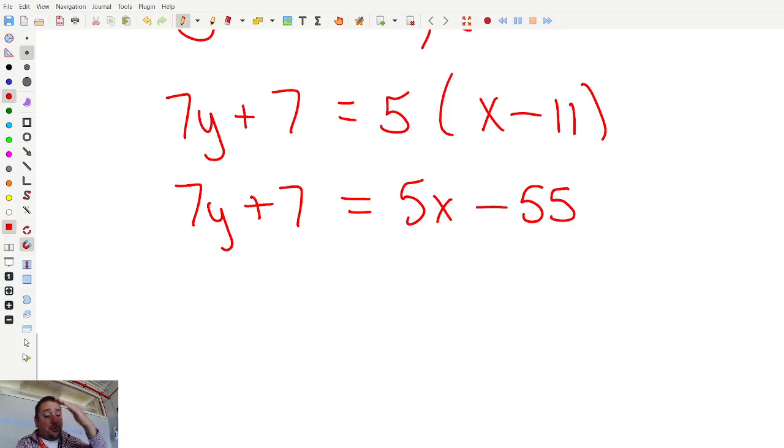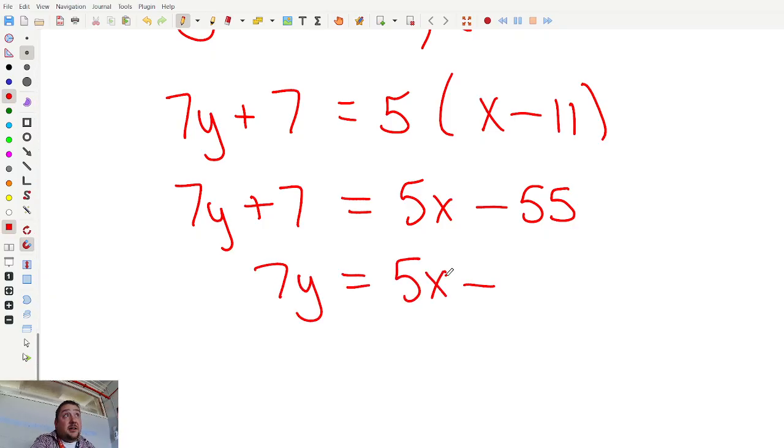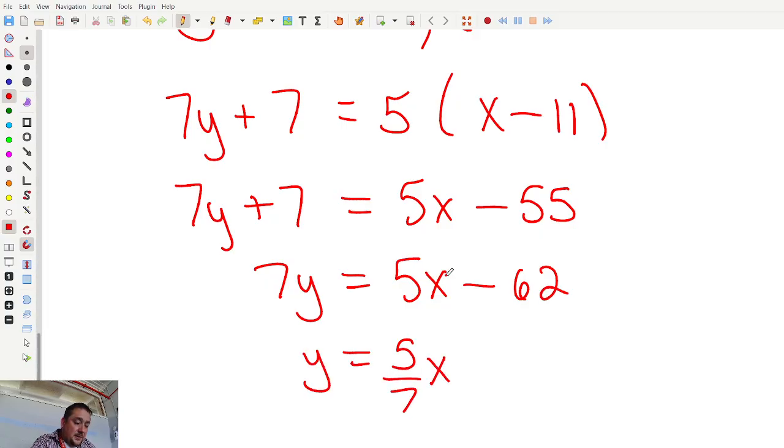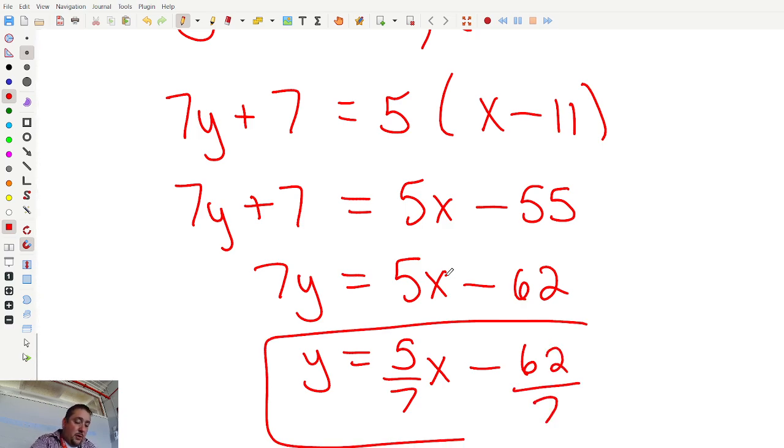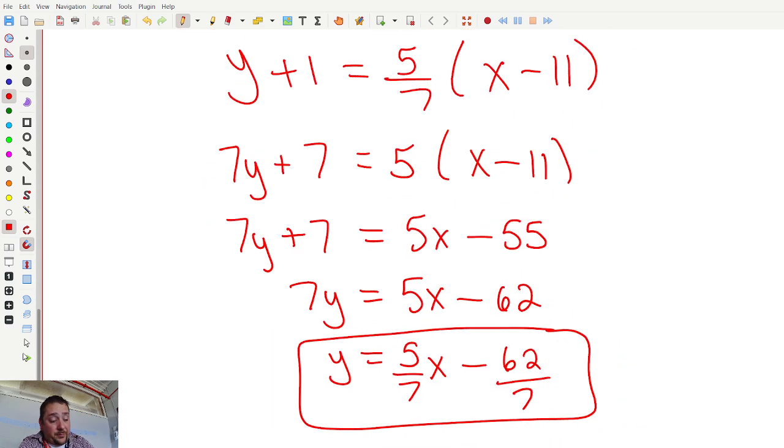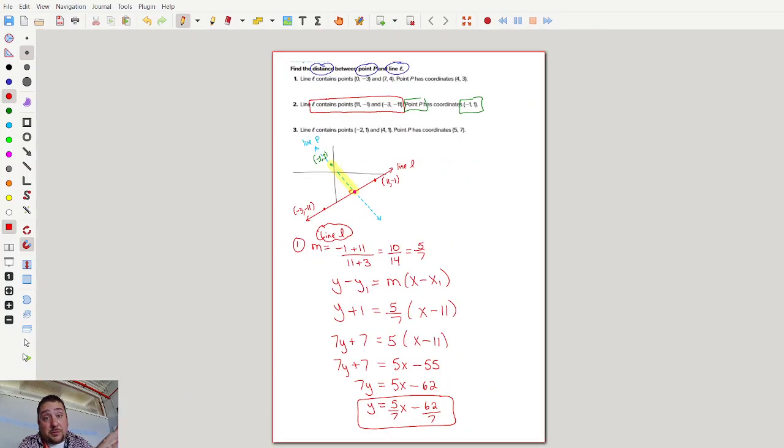Now I'm going to subtract 7. 7y equals 5x minus 62. And then divide by 7, I get y equals 5 sevenths x minus 62 sevenths, which is the equation of line L, that red line in the picture. Pretty gross. We're going to need that, though. It is what it is.